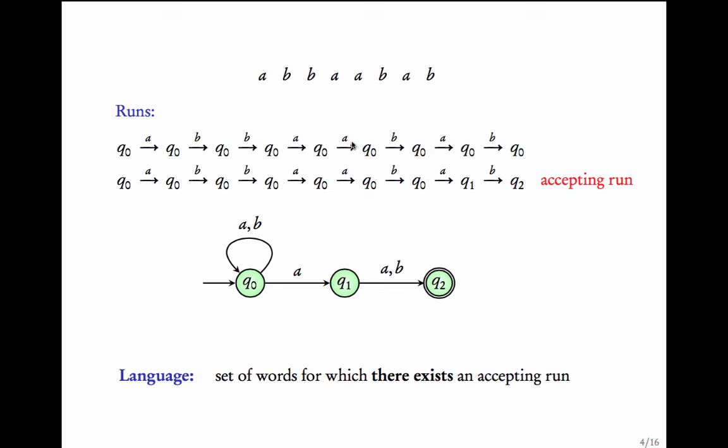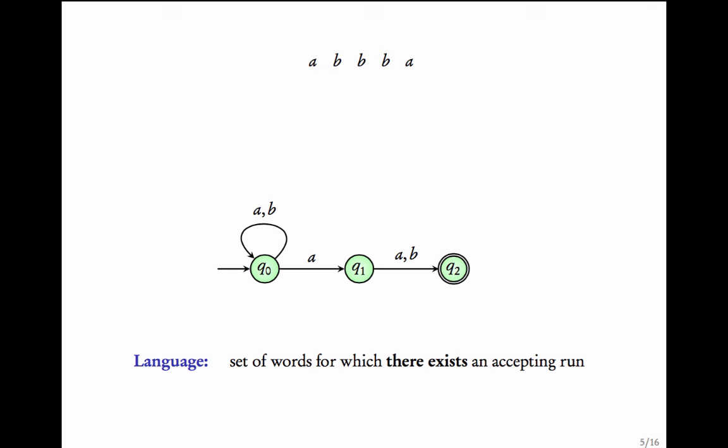Okay, the thing to note is that for this word there could be multiple runs depending on the non-determinism present here. This gives us a choice of taking the next transition. As long as there is one run which is accepting, the word is accepted by the NFA.